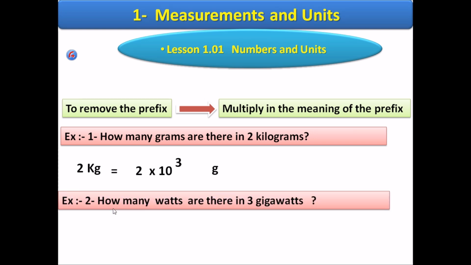Let's move to another example. How many watts are there in 3 gigawatts? In this example, you have 3 gigawatts and you want to make it only watts. Okay, so if you want to remove giga, you have to multiply by the meaning of giga. It will be 3 times 10 to the power of 9.